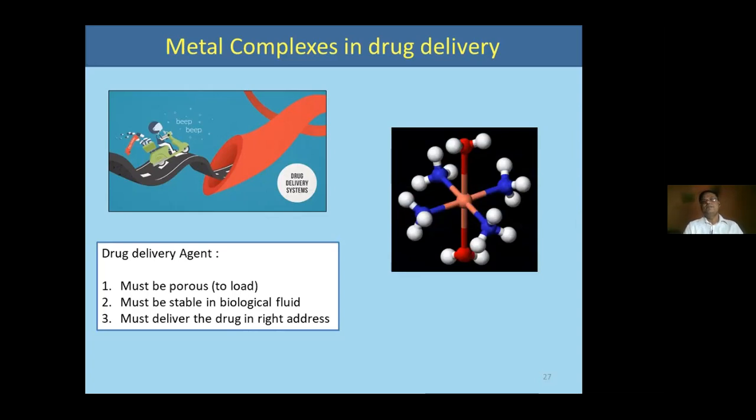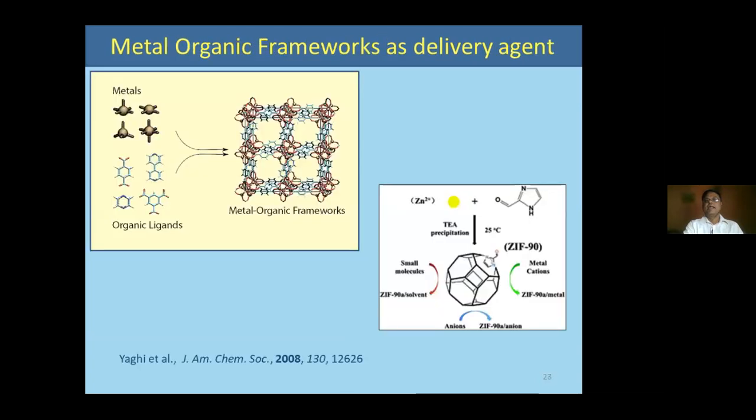Now, you might know about metal organic frameworks: there are certain ligands surrounding the metal ions, which get attached to form the metal complex. And if you make a good combination of your metal ion and different bridging ligands, you can get a porous structure through a metal organic framework. One such porous structure was made by Professor Omar Yaghi's group, which has been given a pet name, ZIF90.